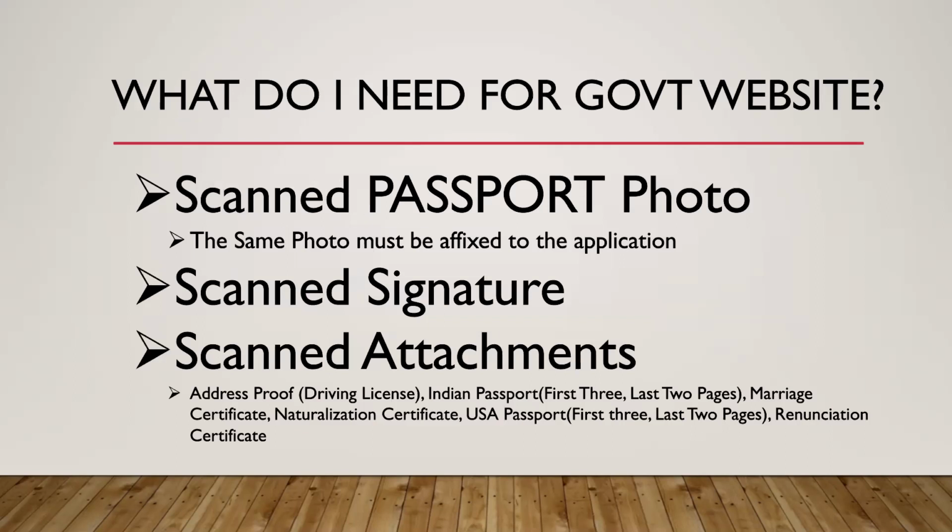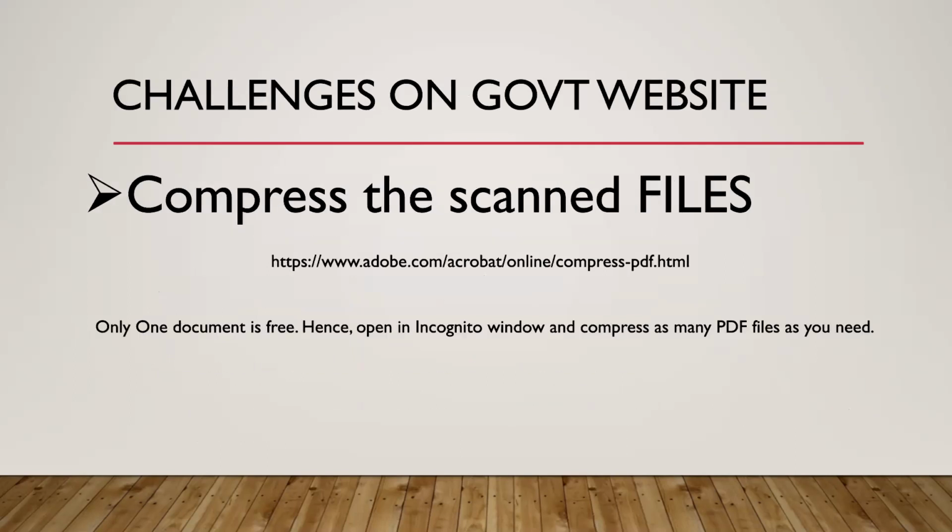I strongly recommend getting all these documents ready before you proceed with the government website. Get a scanned copy of your passport photo, scanned signature, and scanned attachments of these documents. You need to have an address proof, either a utility bill or your driver's license, your Indian passport, marriage certificate, naturalization certificate, USA passport, and renunciation certificate. Have all these documents ready before you proceed to work on the government website.